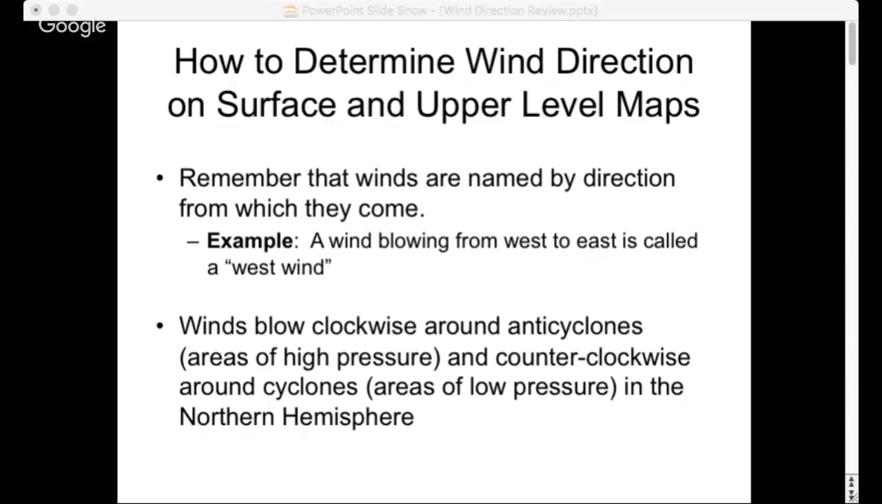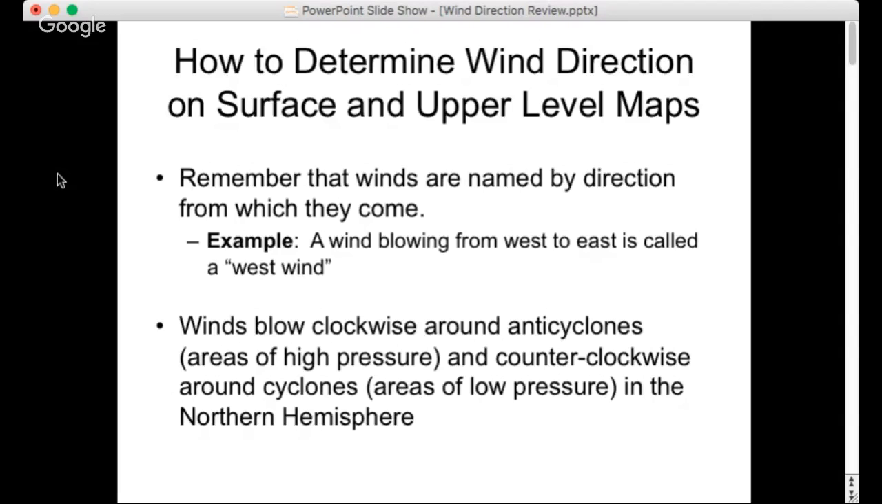So we'll get started, and just to start off the review, we want to remember that winds are named by the direction from which they come. So for example, a wind blowing from the west to the east, that's something that we call a west wind. So when you're looking at the maps, remember the meteorological convention is to name winds where they're coming from.